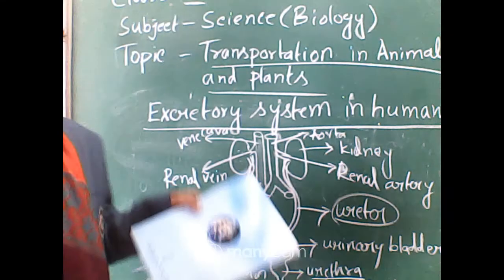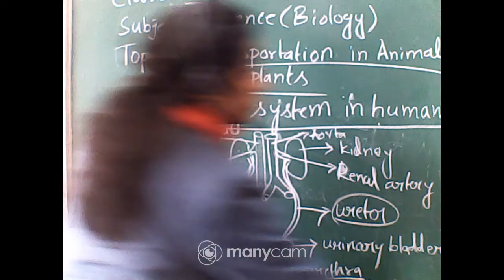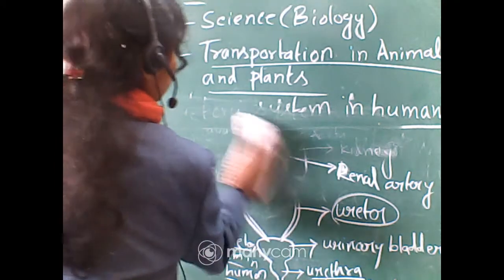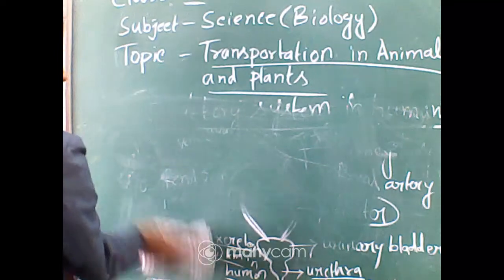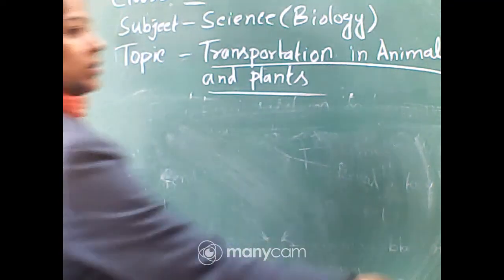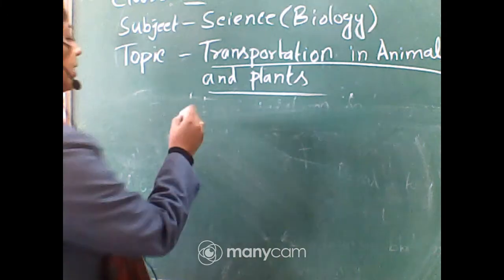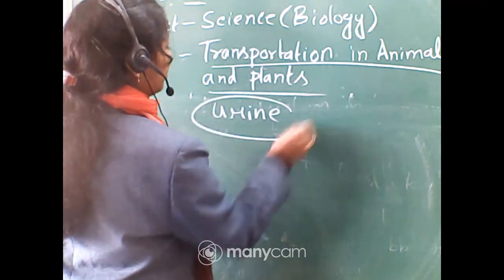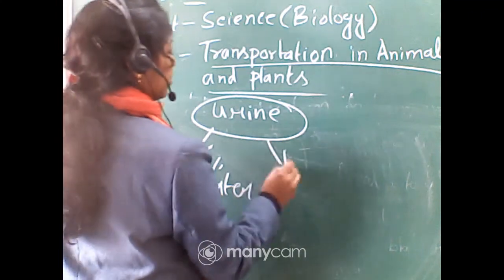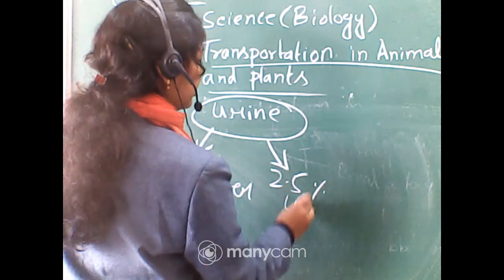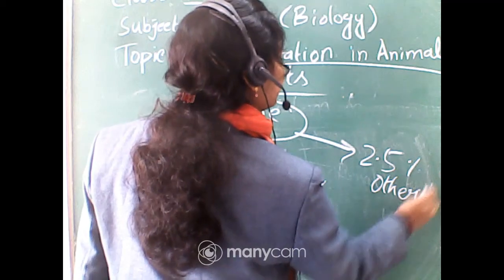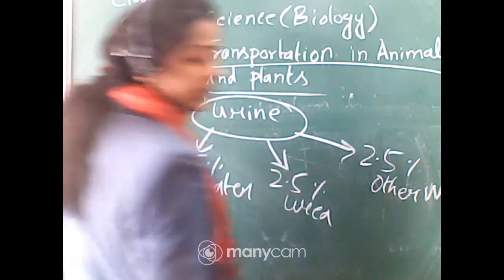Okay, now I am rubbing this portion. So you can write: what is the main composition of urine? 95% water, 2.5% urea and 2.5% other waste. Okay, understood everyone?